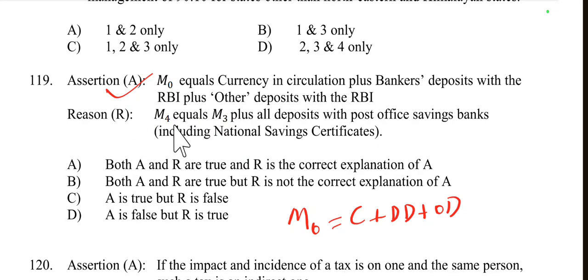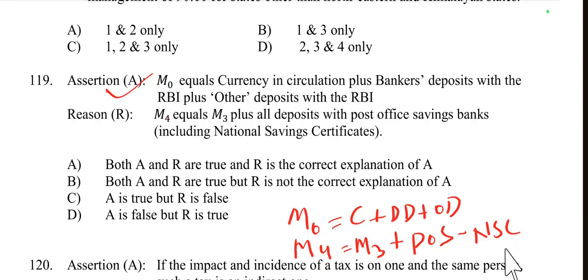Then the reason: M4 equals M3 plus all deposits with post office saving banks including national saving certificate. No, it is excluding national saving certificate. M4 is equal to M3 plus all deposits with post office saving banks, minus national saving certificate, not including. So the reason is incorrect. Here the assertion is true but the reason is false. Option C is the right choice.